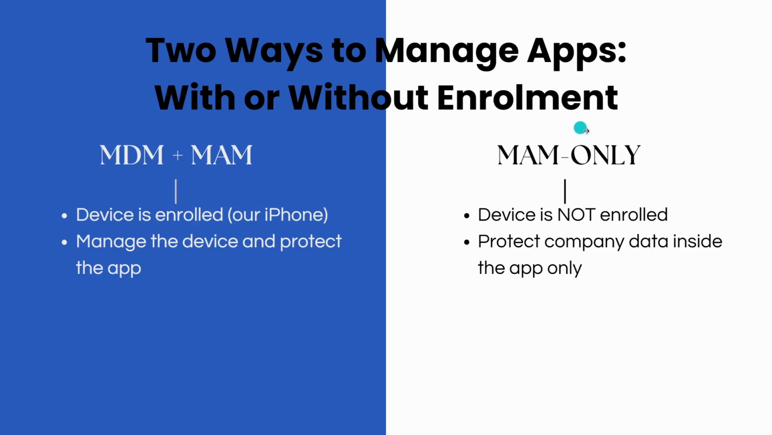The second one is the situation where the phone is not at all enrolled in Microsoft Intune. It's maybe a contractor's device that the company will never fully manage. Over there, Intune can still protect the company data inside the specific applications without touching the rest of the device. That is called MAM-only, or application protection policies without enrollment.